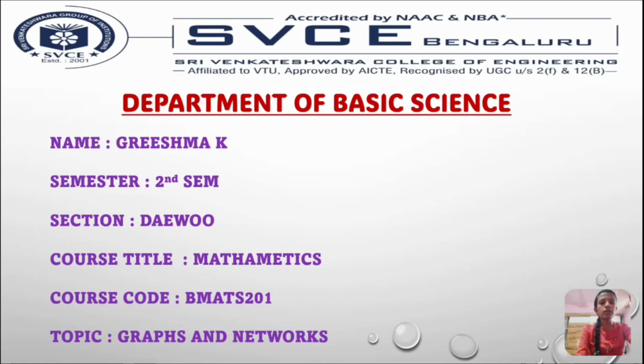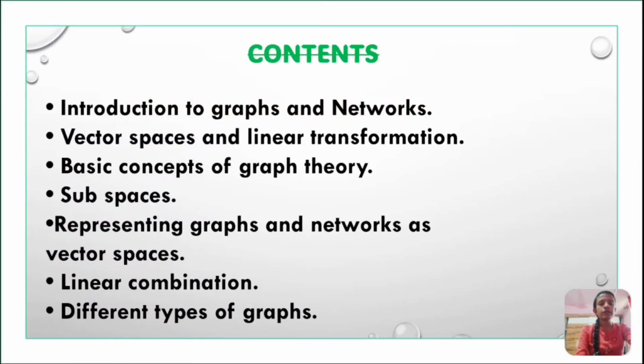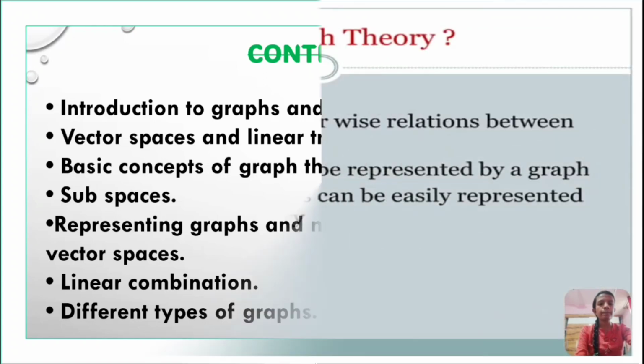Today's course title is Mathematics and course code BMATS 201. Topic: Graphs and Networks. Contents that we are going to learn in this PPT are Introduction to Graphs and Networks, Vector Spaces and Linear Transformation, Basic Concepts of Graph Theory, Subspaces, representing graphs and networks as vector space, Linear Combination, Different types of graphs.